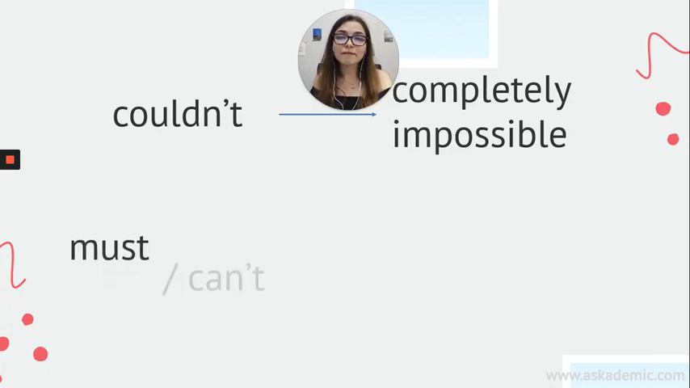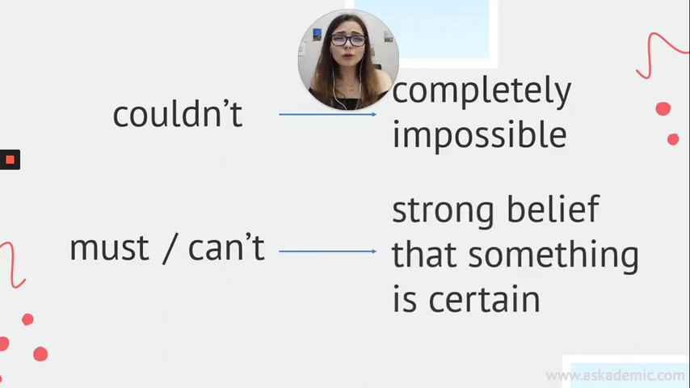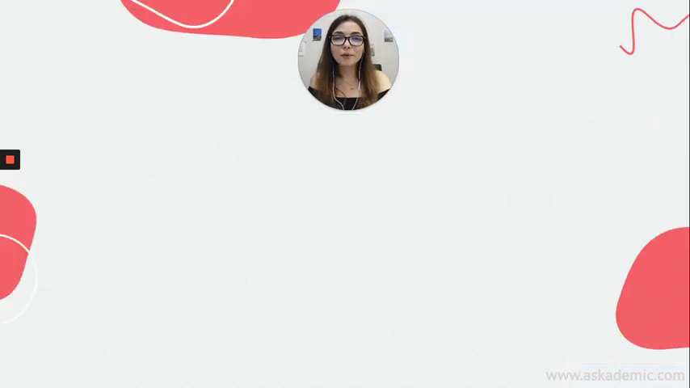And also we have must and can't. Okay, we can use them when we strongly believe that something is certain, that is certainly true or wrong. When we believe strongly, we use must and can't. So let's look at the examples.